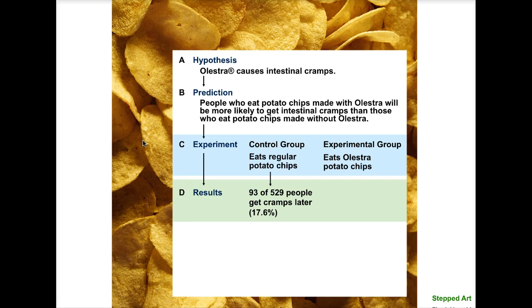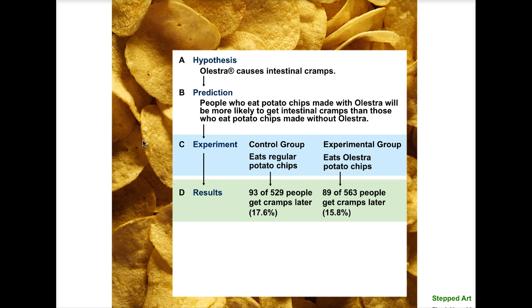The scientist runs their investigation, in this case the people eating the potato chips, whether they are regular potato chips or olestra potato chips. And they gather their results. So in the results, 93 of the 529 people tested in the control group had intestinal cramps. In the experimental group, that's the group that undertook the independent variable of eating the potato chips with olestra, 89 of the 563 people had intestinal cramps later after consumption. So that's only 15.8%.